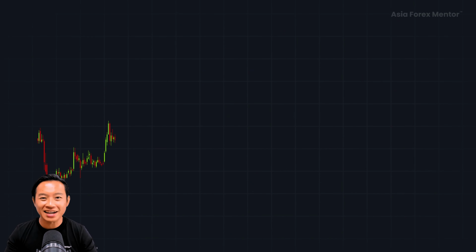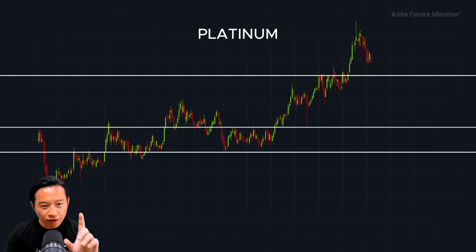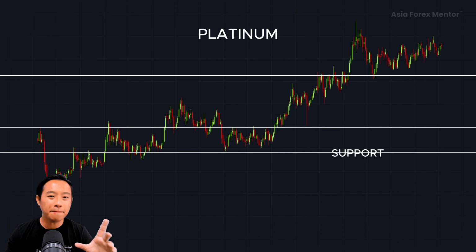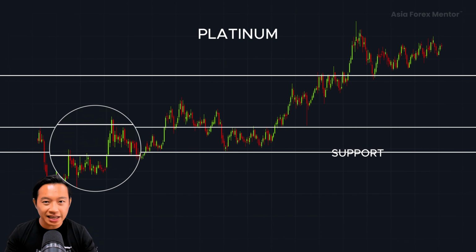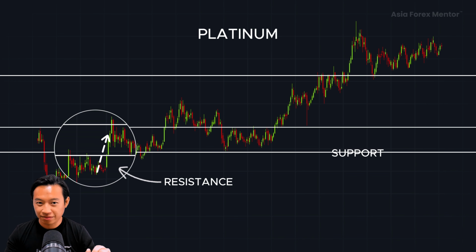So let's move on to another example. Looking at the chart, platinum. If we focus on this part of the chart, you can clearly see that this is an area of support. Now, if you take a step back and look at the previous data, you might notice that this support area was actually a resistance zone before. So when price breaks out of that resistance, it transforms into a support level.